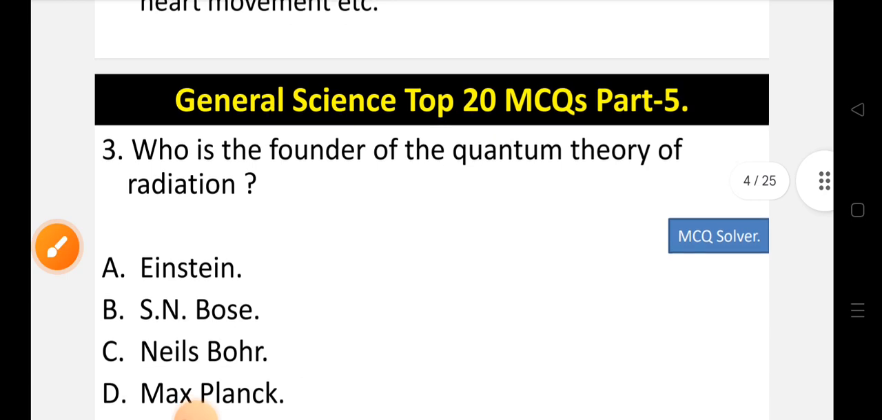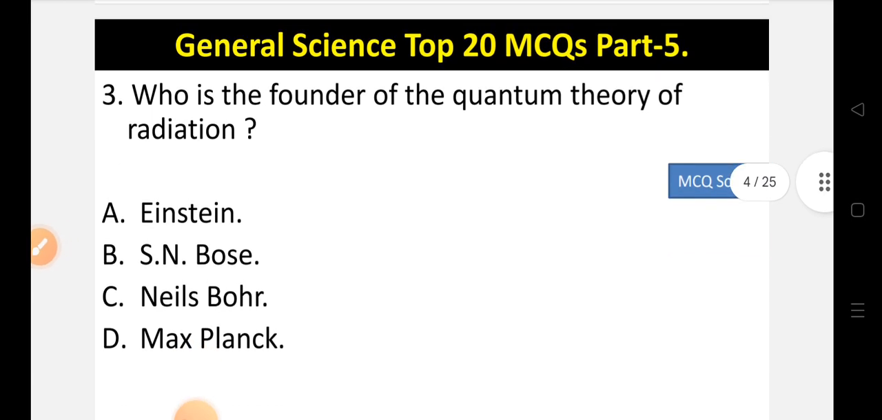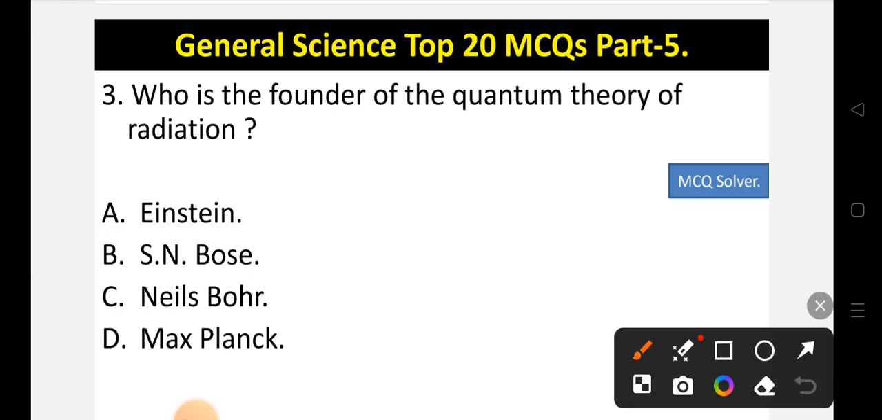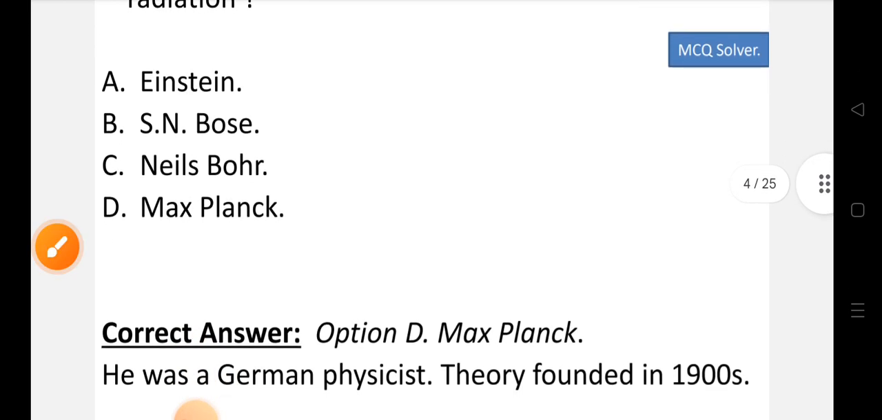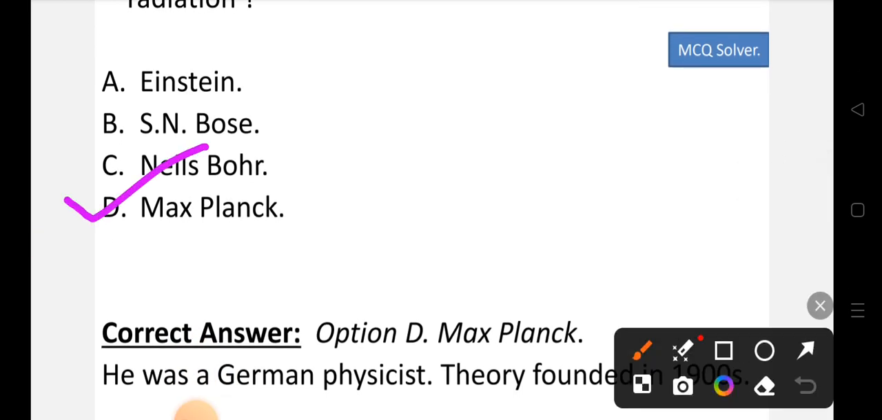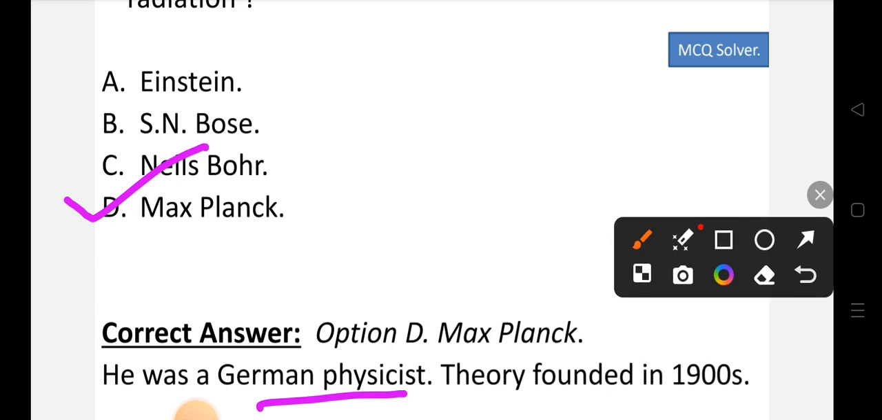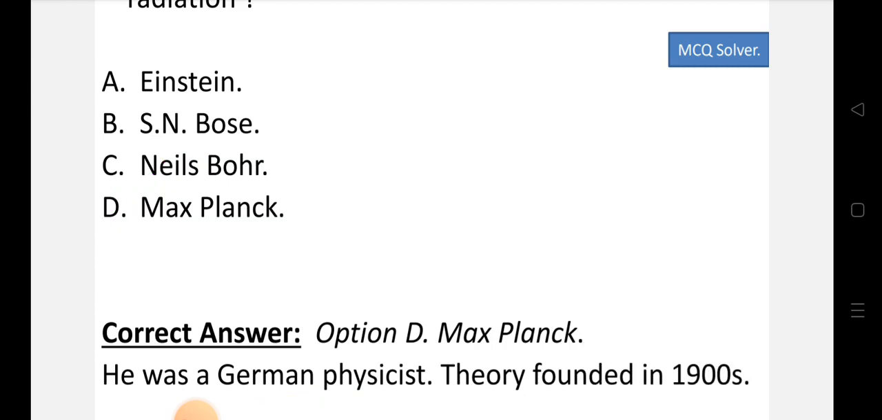Now let's move to question number 3. Who is the founder of the quantum theory of radiation? The correct option is option D, that is Max Planck. He was the scientist who founded the quantum theory of radiation, and he was a German physicist. The theory was founded in the 1900s. So D is the correct option.